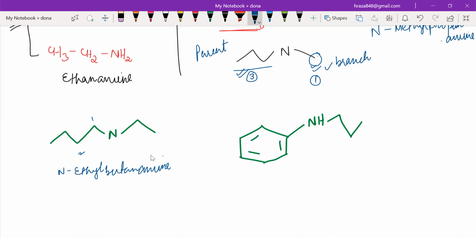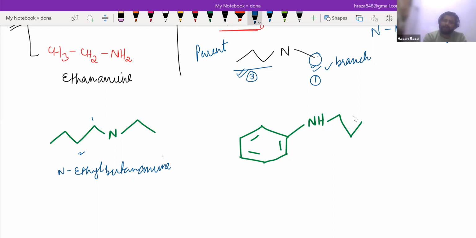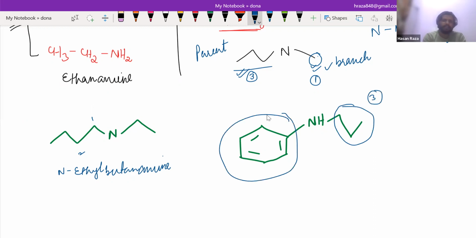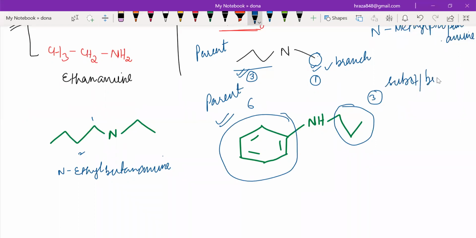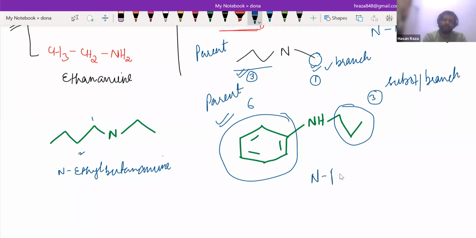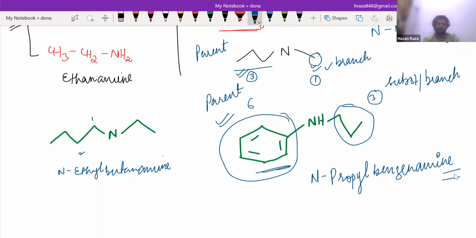So can you show how to name this one? Simple. The concept is same. How many carbon this contains? 3 carbons. And how many carbon this contains? 6 carbon. Can you tell me which one will be the parent? This one will be the parent. And this is your substituent, you can call it or branch. So if it is branch, its name will be N-propyl. Yes or no? Since 3 carbon. And this is your benzene. So it will be benzene amine. Okay. Is that clear? Yes, sir.